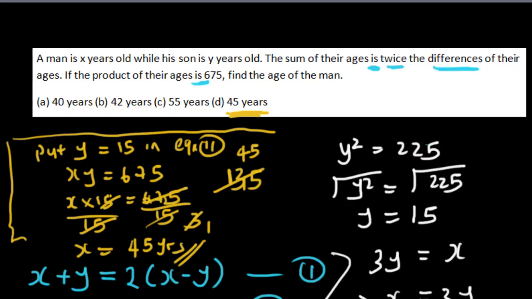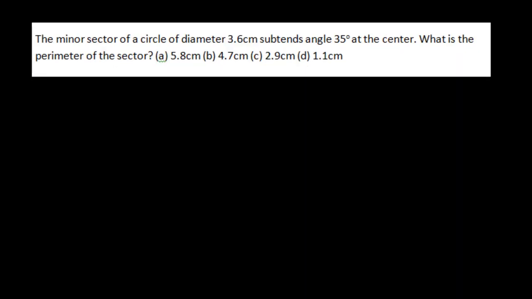Let's take another question. A minor sector of a circle of diameter 3.6 centimeters subtends an angle of 35 degrees at the center. What is the perimeter of the sector? Now this is pretty simple.